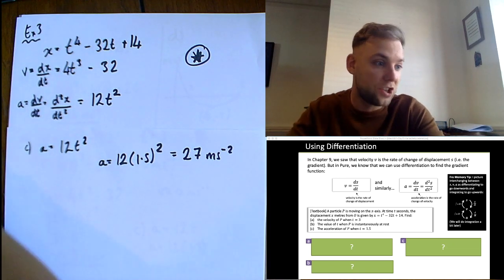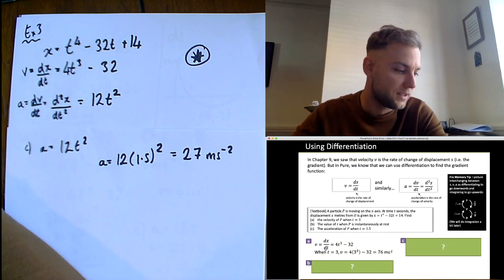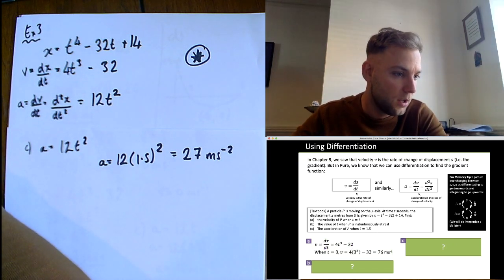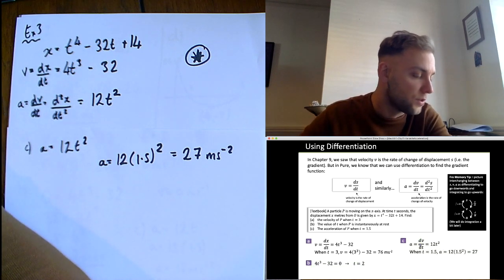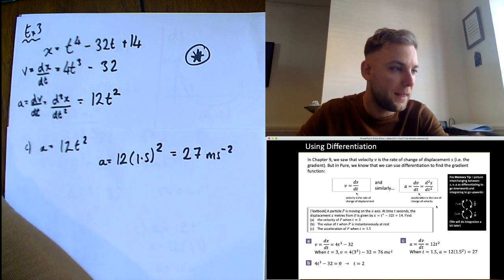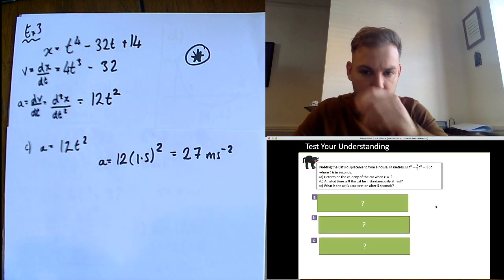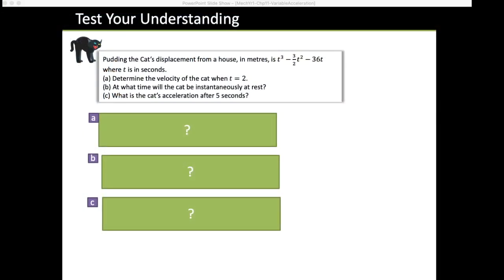So let's just check these answers. So we've got the first one, which was 76, which we got. We got the next one, which is 2, brilliant. And the last one, which was the 27, which is what we've got there. Brilliant. So let's have a go at another one of these questions. Now I'll put this up so you can pause and have a go at this one yourself. Have a little go at this one yourself.